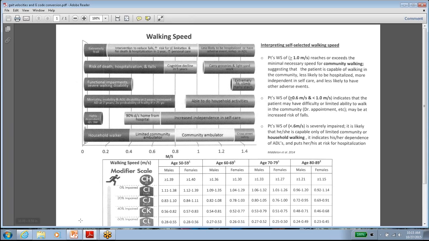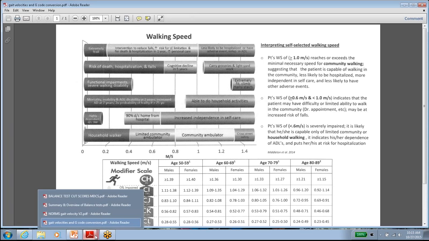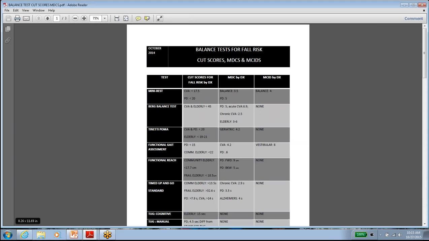All right. Now, I'm just going to show you this next one because I want to stay in the PowerPoint. This is also on Rehab Central: balance tests for fall risk, cut scores, MDCs, and MCIDs. We'll talk about these two things in a second. If you chose to do the Berg on this person, here's your cut score for fall risk. I took all of these off of Rehab Measures and put them all in one table. It's a 3-page document, so here you have your cut scores.